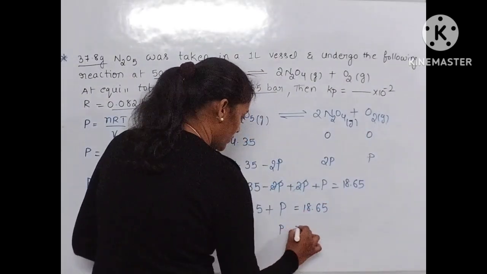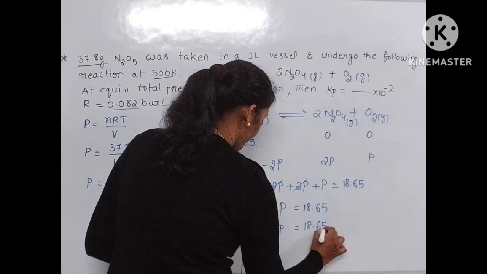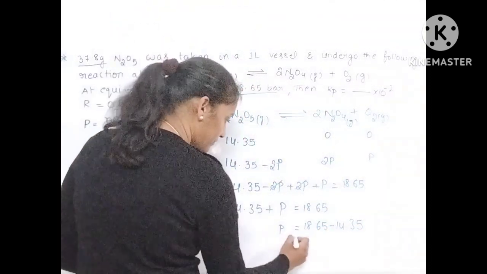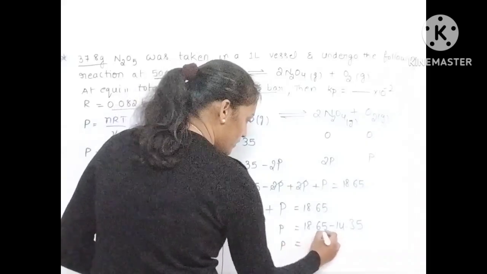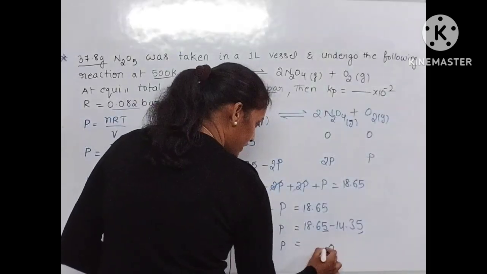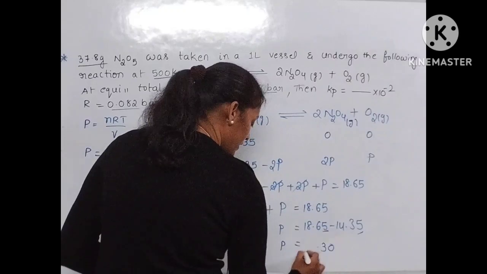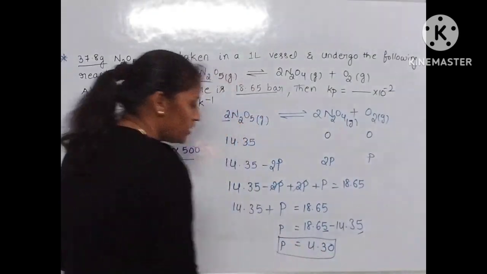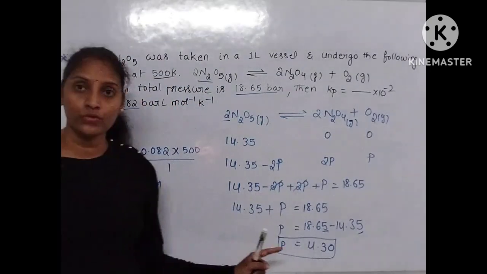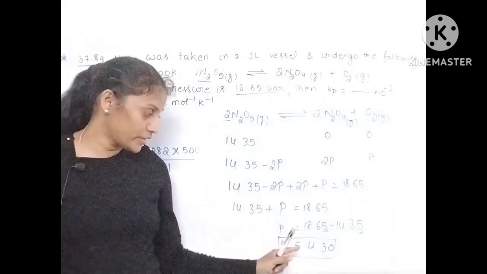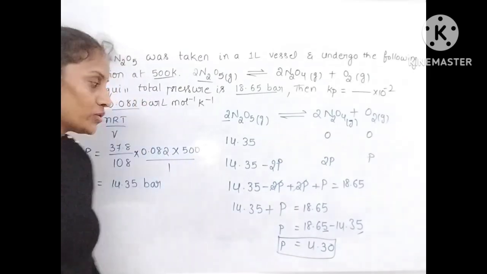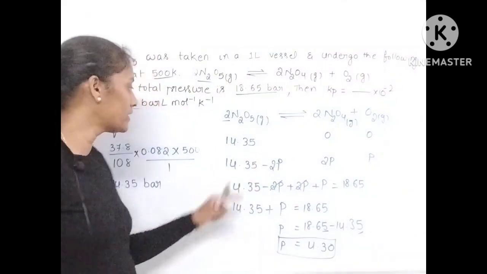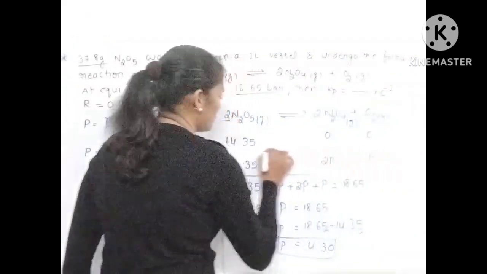So 14.35 plus p equals 18.65, so p equals 18.65 minus 14.35. Then you will get p equal to 4.30. That means pressure at equilibrium, P equals 4.30. So then you can substitute this P value in all these conditions.